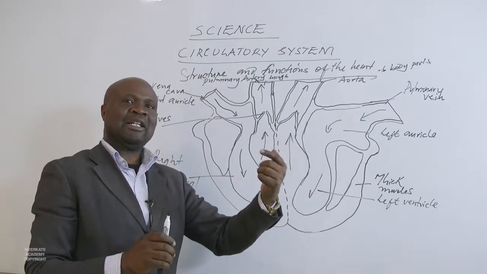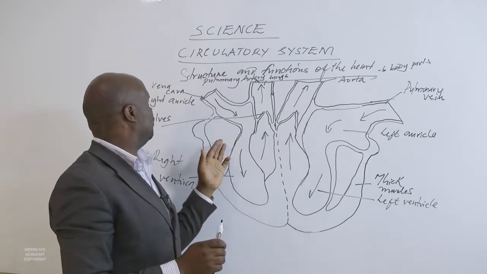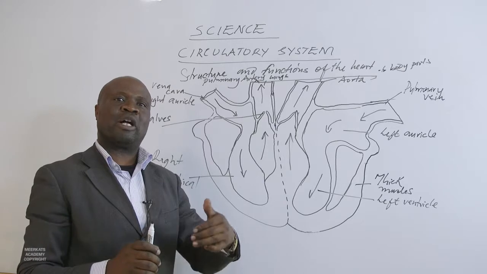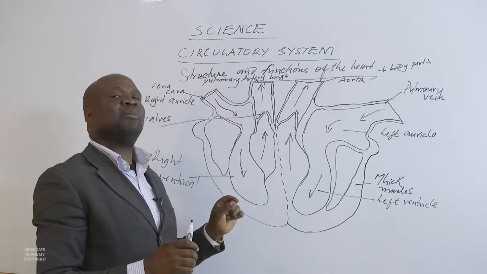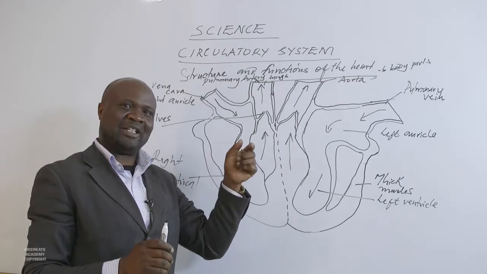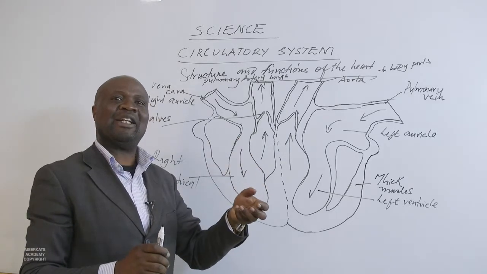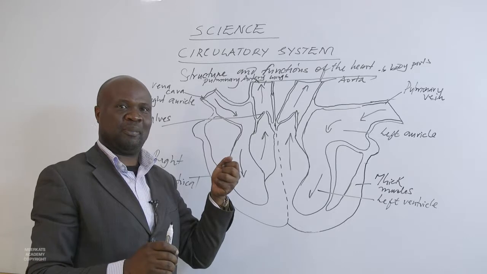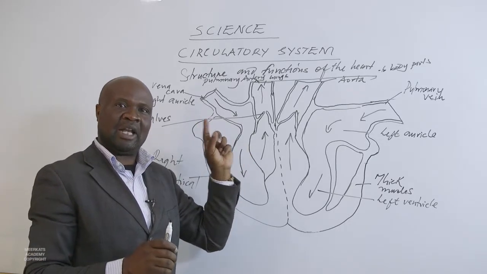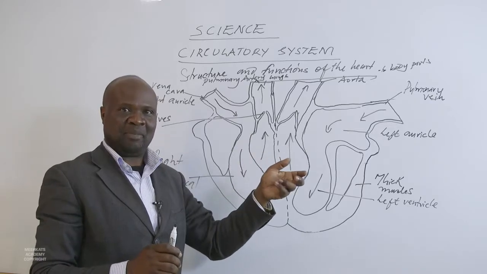One, the blood is received through the vena cava, which has a lot of carbon dioxide gas, and that blood is sent to the lungs for purification so that this carbon dioxide is removed from the blood. Then the blood that is coming out from the lungs has a lot of oxygen in it.